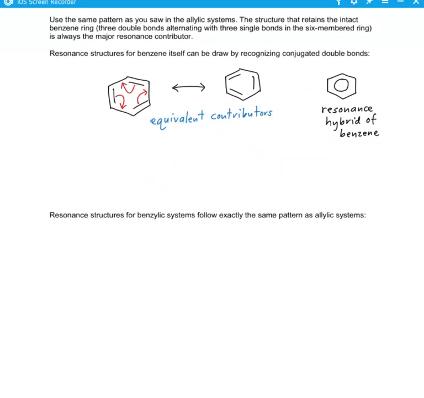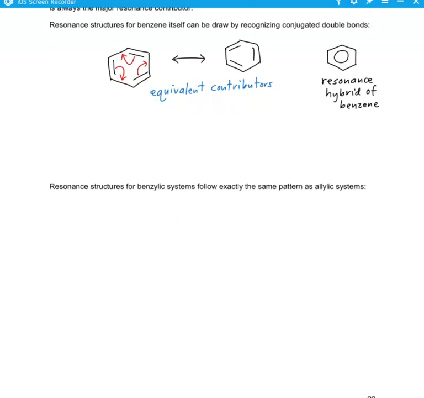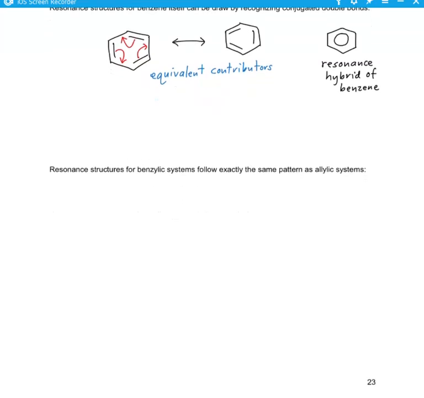Now for benzylic systems. So now you have something attached to the ring, a carbon atom attached to the ring. These follow exactly the same pattern as the allylic systems. So let's go through and start drawing. We'll start with something called a benzyl cation, or you could call it a benzylic cation. Either way is fine.